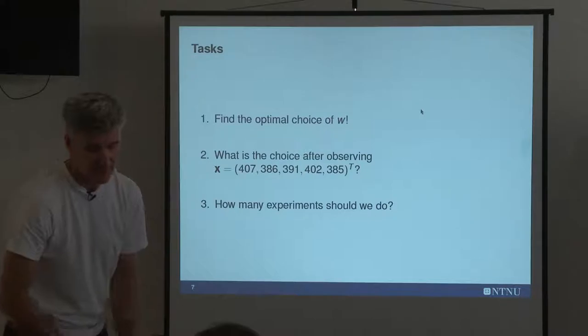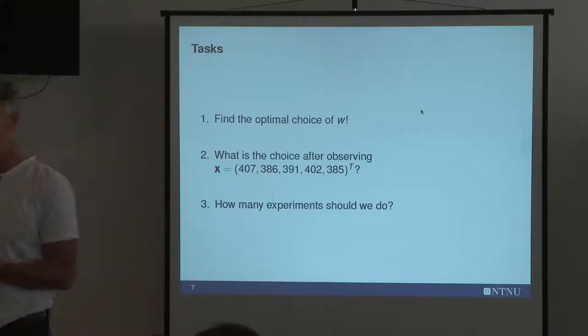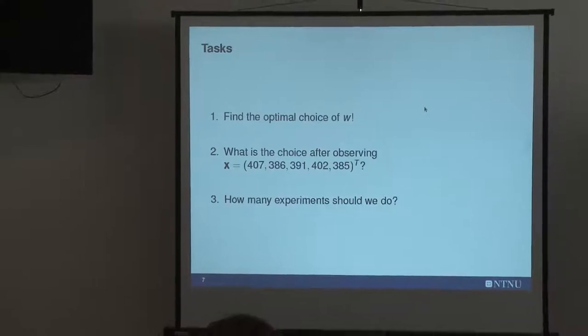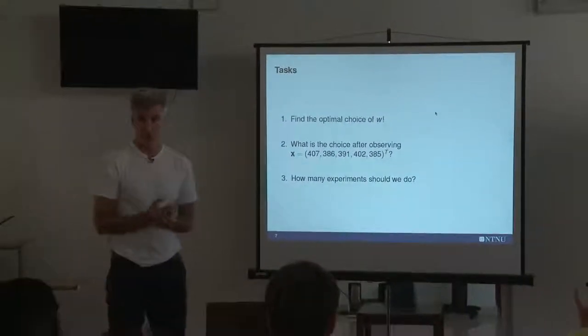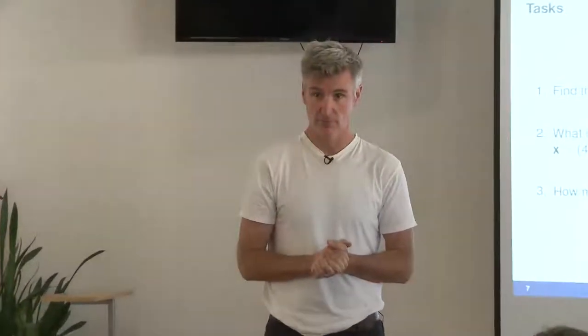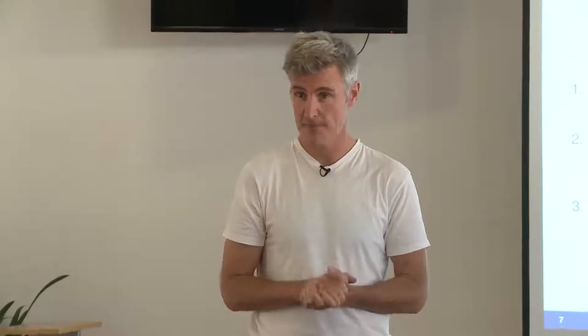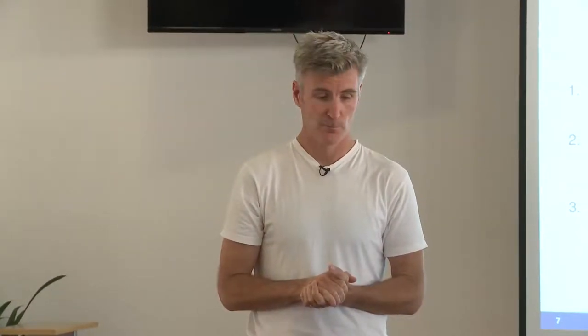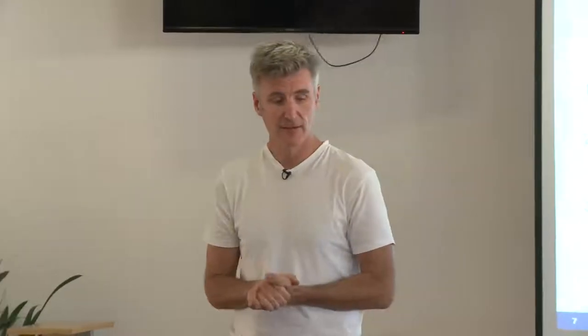First, we look at the three tasks we have to do. So the first task is we should find the optimal choice of W, section modulus. The second task is, after we have observed some data on the yield capacity, what would be the optimal choice then? And the third task is, how many experiments, future experiments, where we don't know the outcome, how many experiments should I do, given the experiments have some costs? Right?